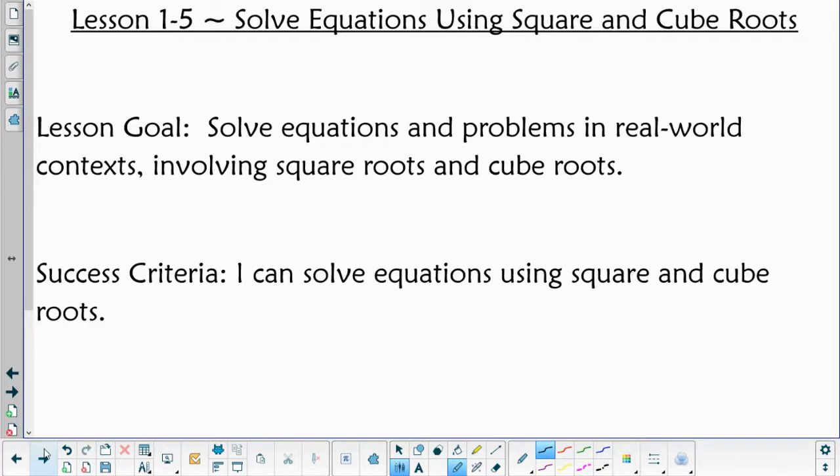All right, so like I said, today's topic is solving equations using square roots and cube roots. It's very similar to our last lesson. We are going to use these to talk about real world contexts, so real world problems when you would use these.